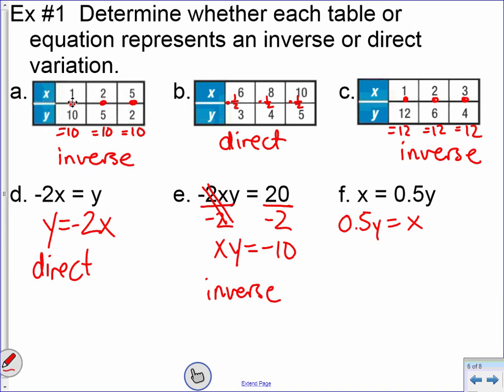I think they're on the wrong side, so I'm going to do a little symmetric property here. Now, if you're not sure what to do with 0.5, might I suggest changing it into a fraction? If that still doesn't help, how would you get rid of a 1/2 in front of your y? You would multiply both sides by 2. And now you've got y equals 2x. And that, again, is direct.